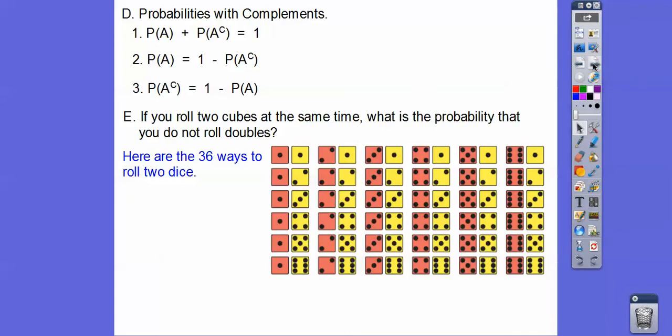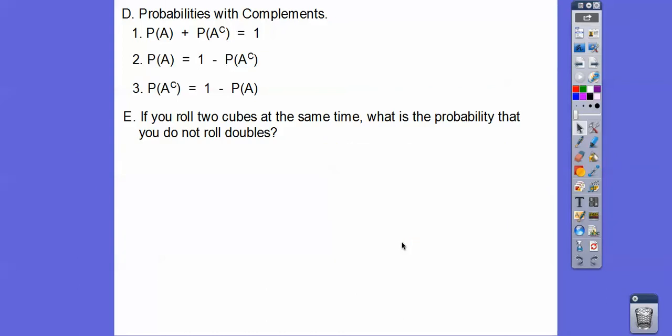If you roll 2 cubes at the same time, you know what, I should have done this here. This shouldn't have been here right here. I'm going to just insert that in the next page. So you roll 2 cubes at the same time. What's the probability that you do not roll doubles?